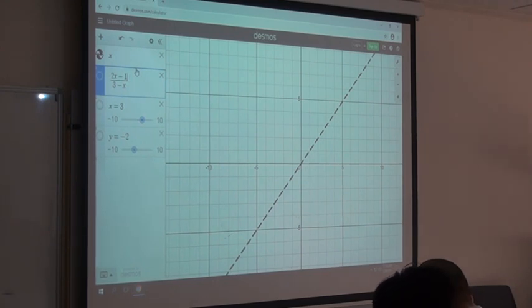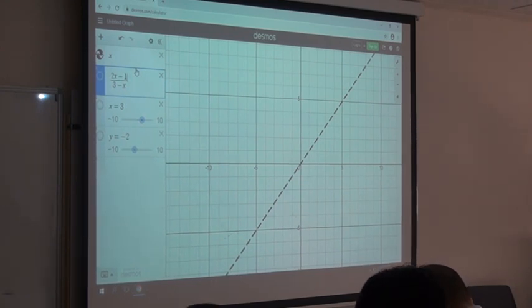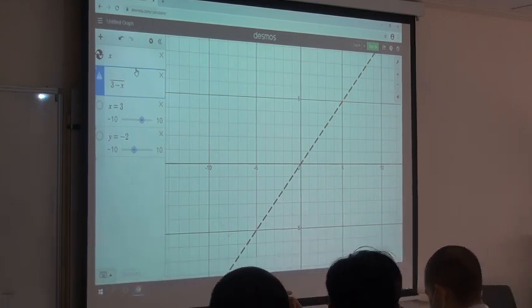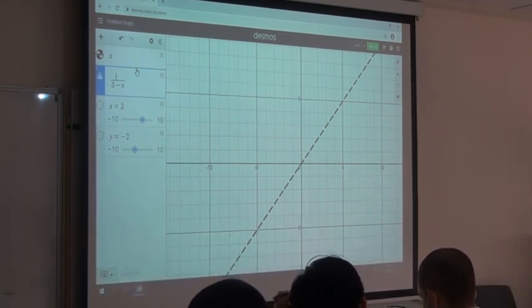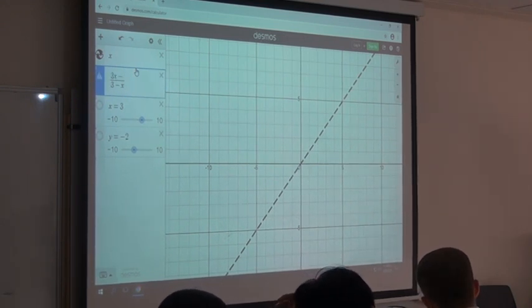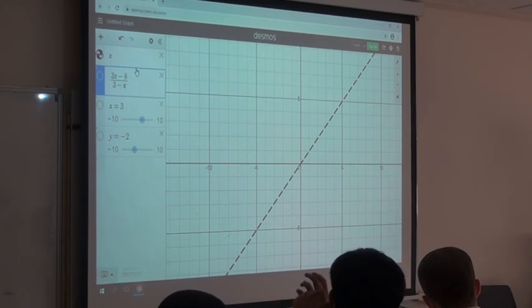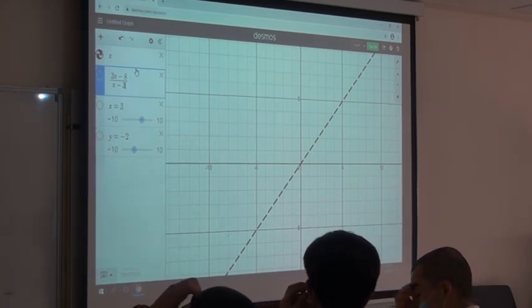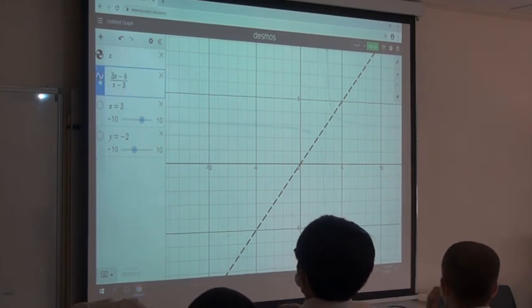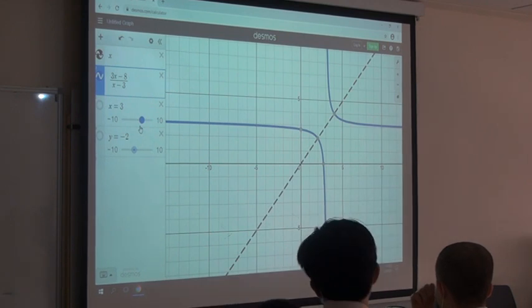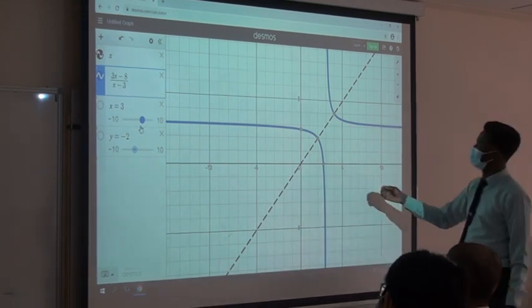Give me the last function f in the worksheet that I just gave you. The last function f. So that's another self-inverse function: 3x minus 8 over x minus 3. Now let's see why this is also self-inverse. Can you see? This is the function.